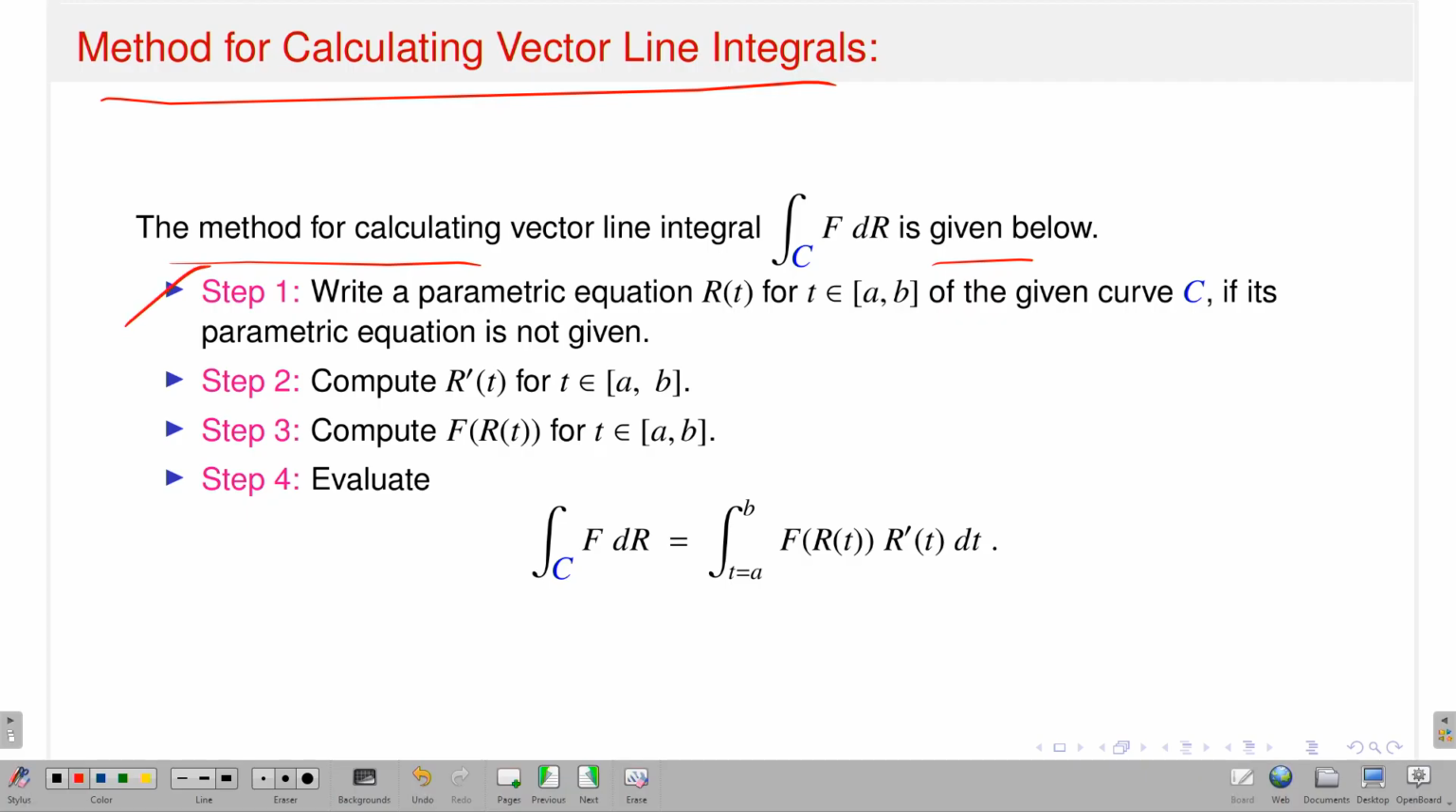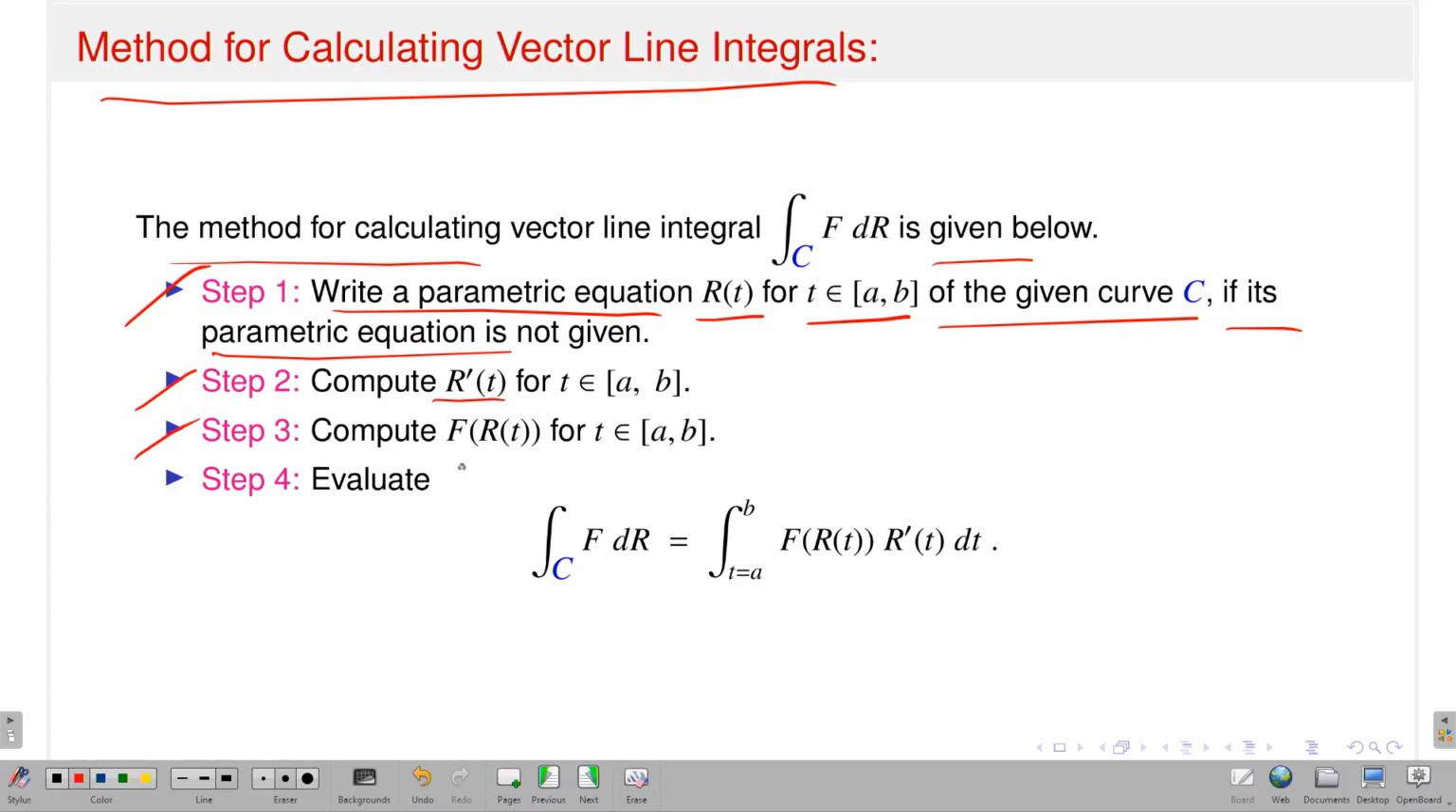So, what is step 1? Since your directed or smooth curve is given, you need a parameterization. Write the parametric equations r(t), where t runs from a to b, of the given curve. That means if I give a problem to calculate this vector line integral of capital F over your curve C, first you have to get the parameterization of your curve C. That is the first step, if its parametric equation is not given. So, first you get the parameterization, step number 1. What is step 2? Once you have the parameterization, you can easily calculate the derivative r prime of t. That is step 2.